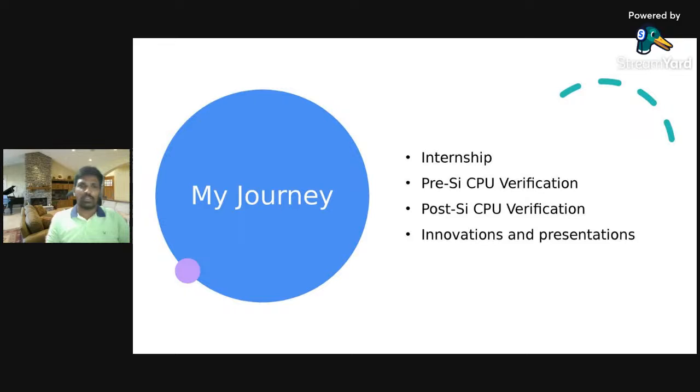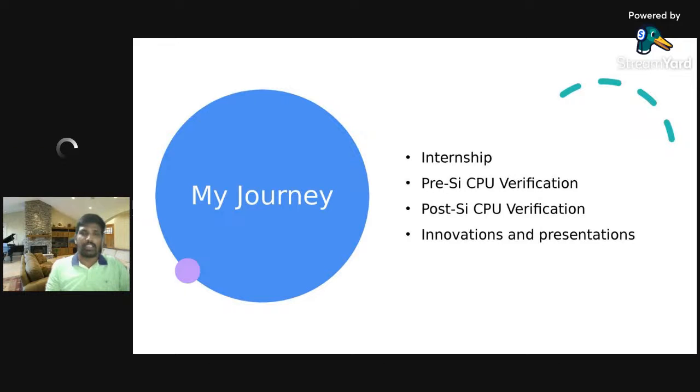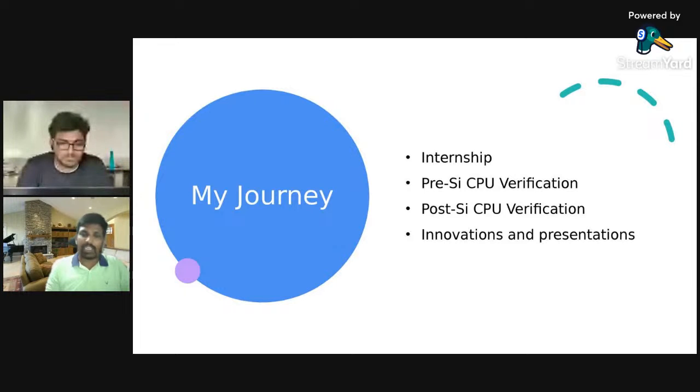So throughout my journey, I have validated out-of-order validation, on the cycle level retirement. I validated the cache, all the cache protocols, and the coherency and consistency part of the data. And I have validated the post-silicon part of the CPU as well.